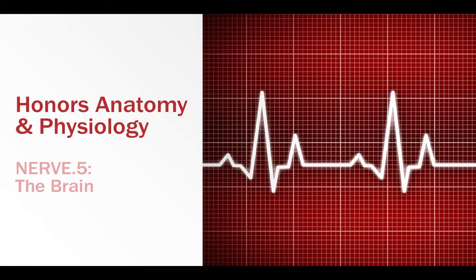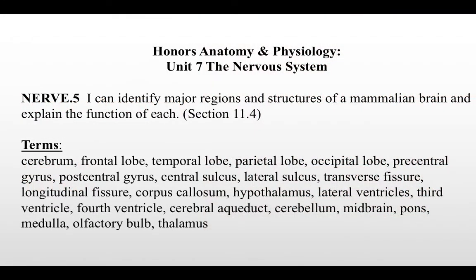For your lab practical standard in the nervous system, you will have to identify specific regions of a mammalian brain, highlighting the functions of those particular regions and being able to discern between them. The standard reads, I can identify major regions and structures of a mammalian brain and explain the function of each, and it covers section 11.4 in your textbook. These slides are going to discuss the human brain, but you will be dissecting and tested on a sheep brain.